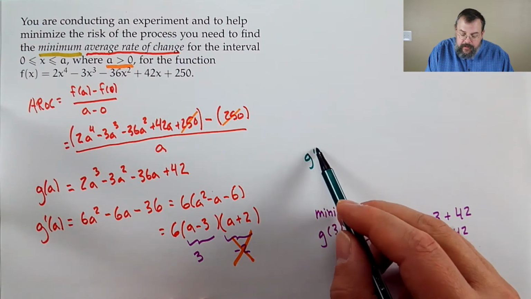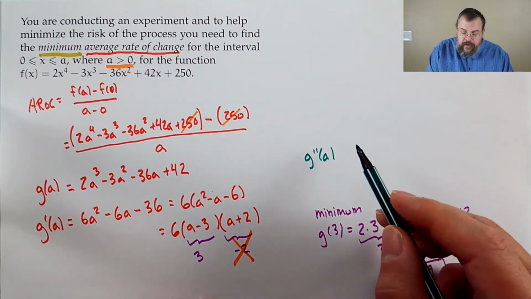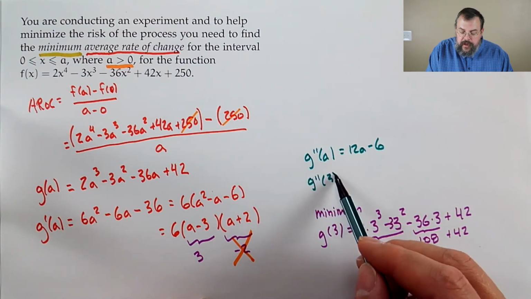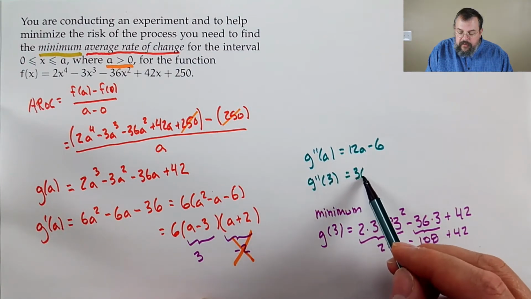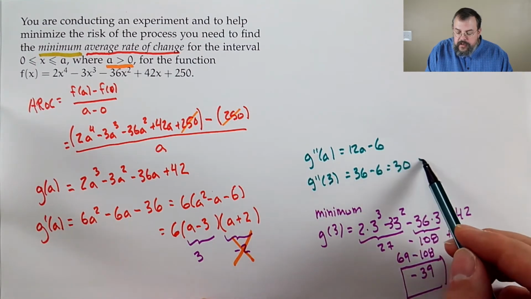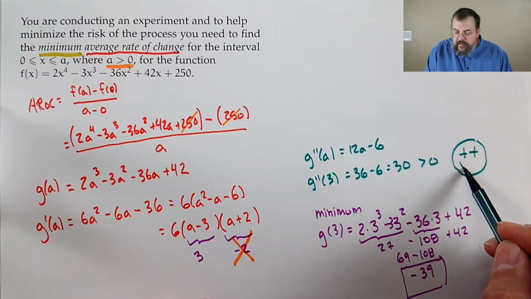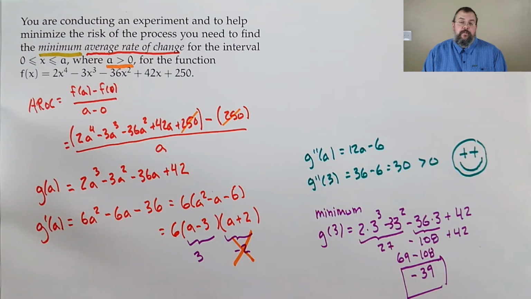So g double prime of a would be 12a minus 6. So g double prime of 3 would be 36 minus 6, which is 30, which is positive. And so second derivative test, if you remember, when the second derivative is positive, our curve looks like that, and so it is a minimum. All right, cool. We did it. Woohoo! Good times. Now, other than the arithmetic at the end, nothing too bad. Okay, so on to another problem.